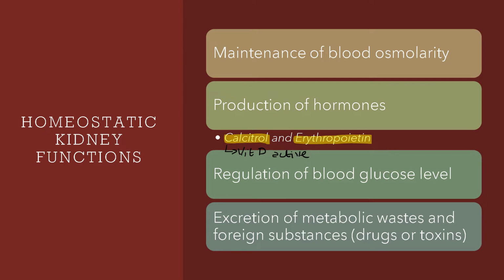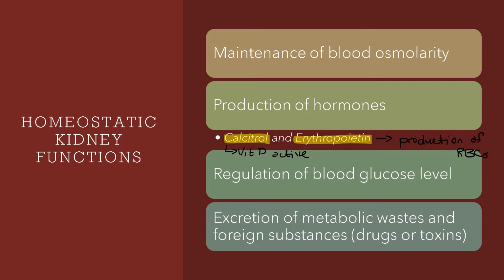This calcitriol really helps to regulate calcium homeostasis, and again we'll go over that. And erythropoietin stimulates the production of red blood cells, RBCs. So erythropoietin is going to stimulate that production.